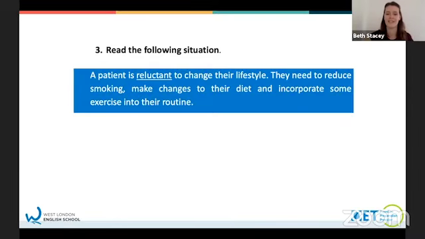And we've got another situation here. We can see a patient is reluctant to change their lifestyle, so they don't want to change it. They need to reduce smoking, make changes to their diet, and incorporate some exercise into their routine. Let's see what good language we've got here.